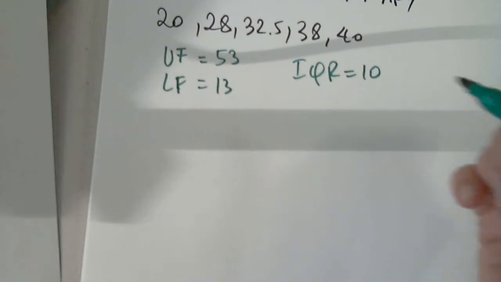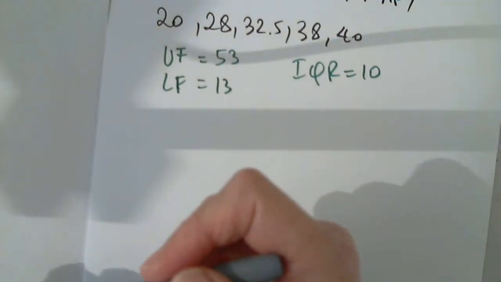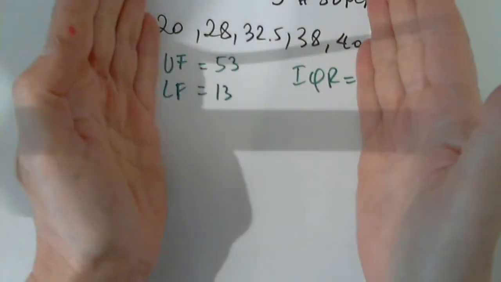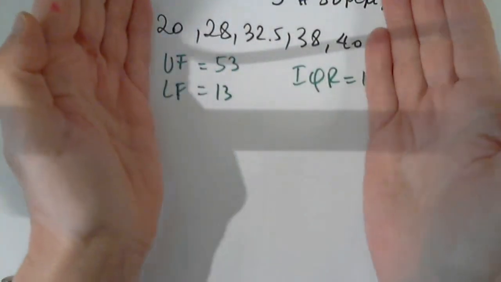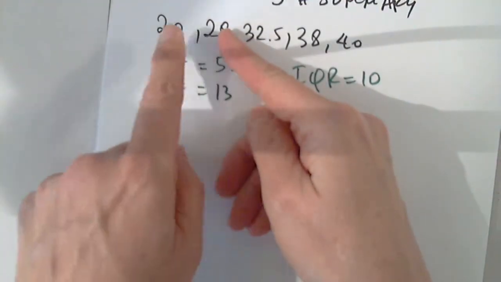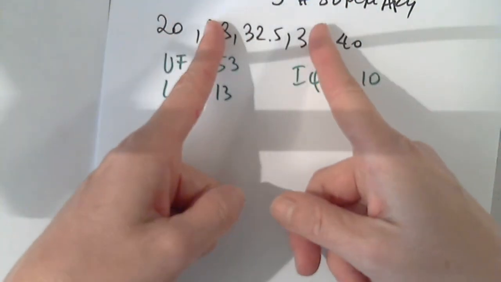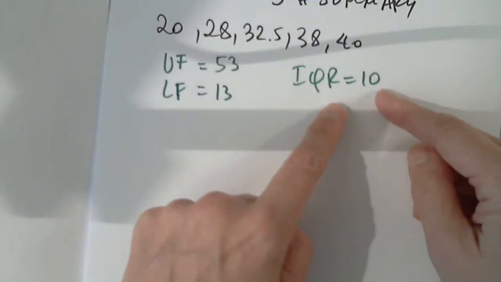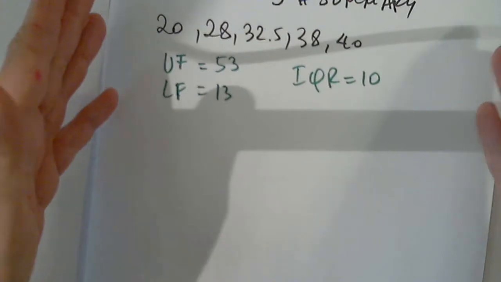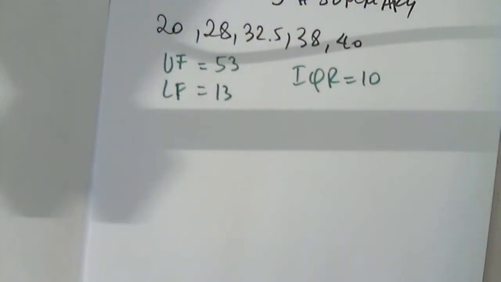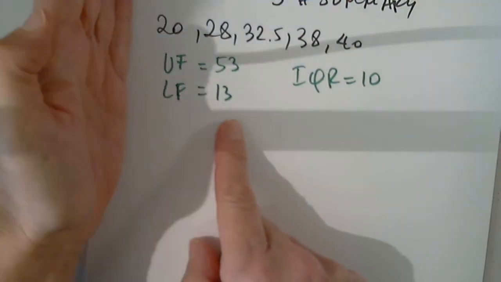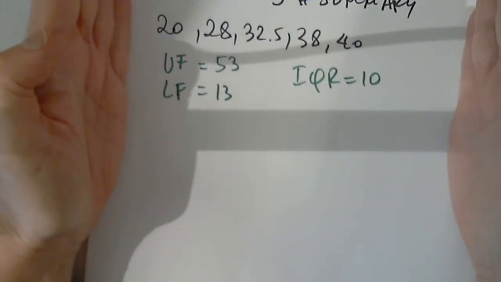The question is, what do we do with all this? Well, it tells us a lot. It tells me that the entire data set is between 20 and 40. It tells me that 25% are lower than 28. Between 28 and 38, I have 50%, which is the interquartile range also. Above 32.5, I have 50%, and I can talk on and on about this. There are no outliers because the lower fence is 13 and the upper fence is 53.